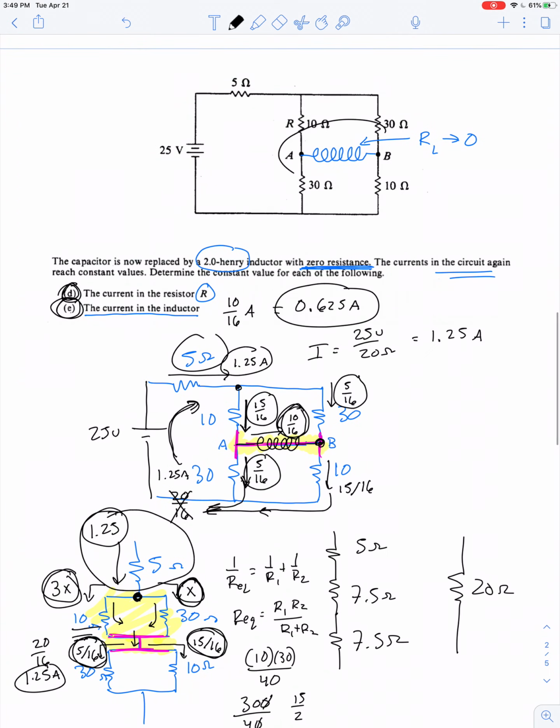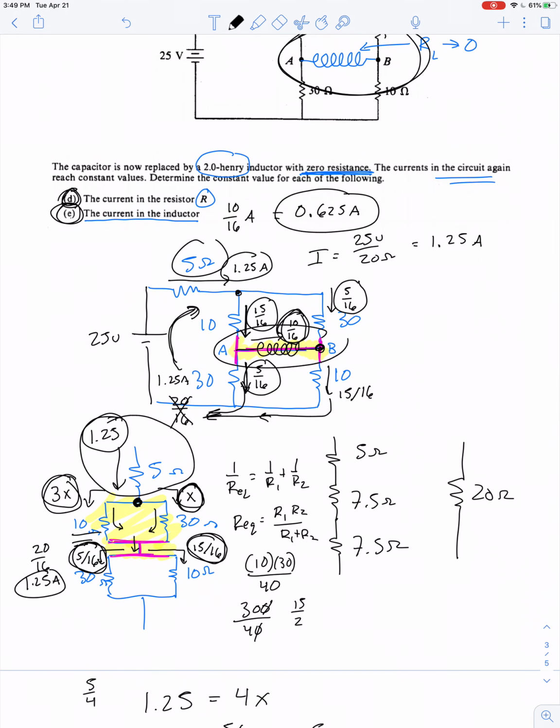Okay, so the only new information we had, if you want to summarize in this problem, is the behavior of an inductor when it reaches the steady state. And in the steady state, an inductor behaves as a short circuit.